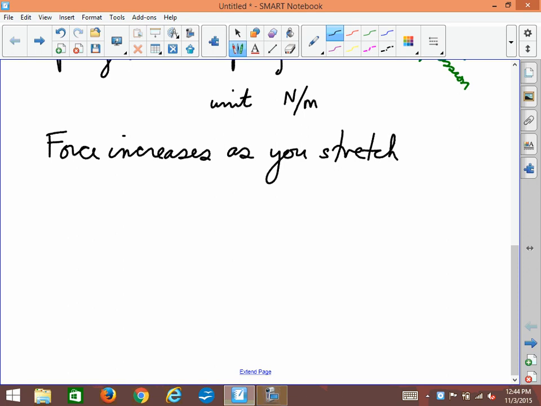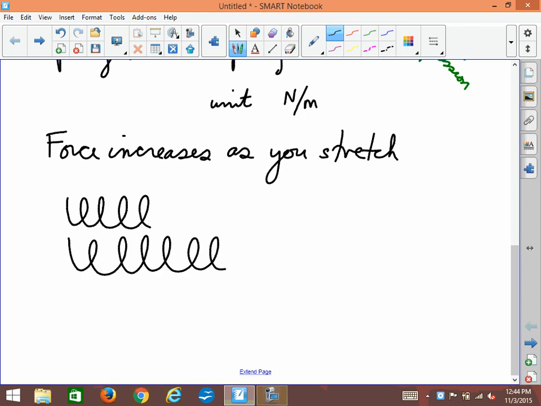So if you take a spring that looks like this, and you were to stretch it, say, 1 meter. Normally you wouldn't stretch a spring 1 meter. That's an awfully big stretch. But let's just say, for the sake of getting the units right, we stretched it 1 meter. And let's say you measured the force that the spring was pulling back with, and at this point it was 20 newtons.